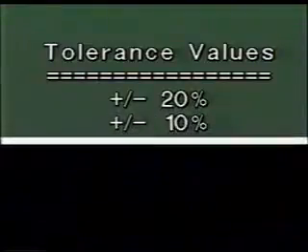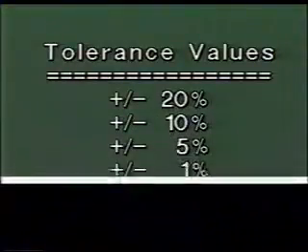Some of the important characteristics of resistors which are of concern to users are tolerance, temperature coefficient, wattage, stability and frequency effects. To manufacture resistors of exact standard value is quite difficult, but still the resistors are available in certain values of tolerances. The tolerance values normally available are plus minus 20%, plus minus 10%, plus minus 5% and plus minus 1%.